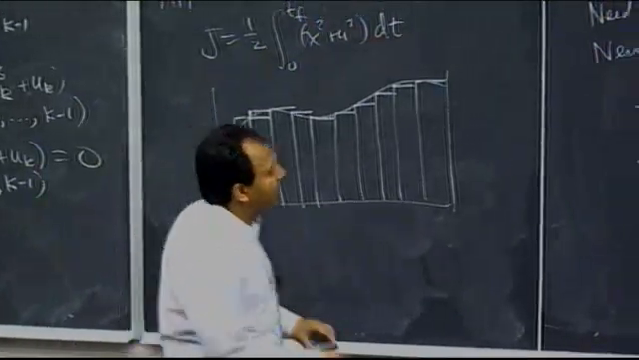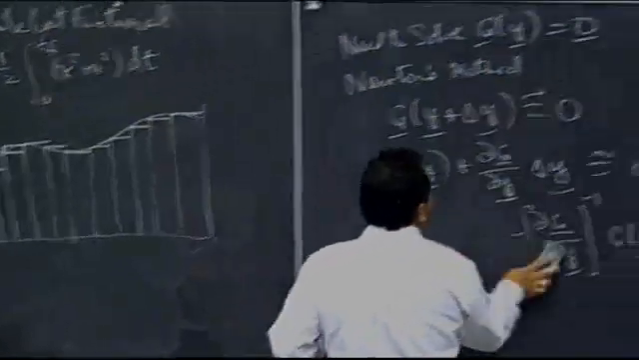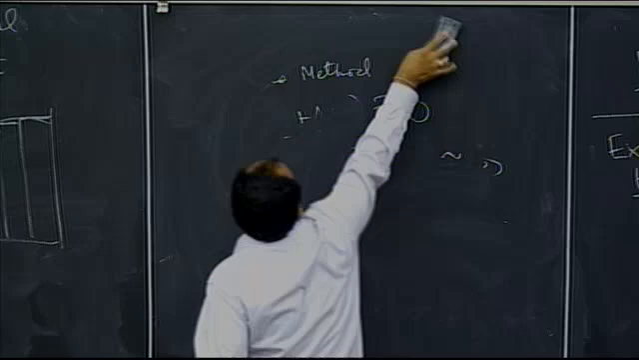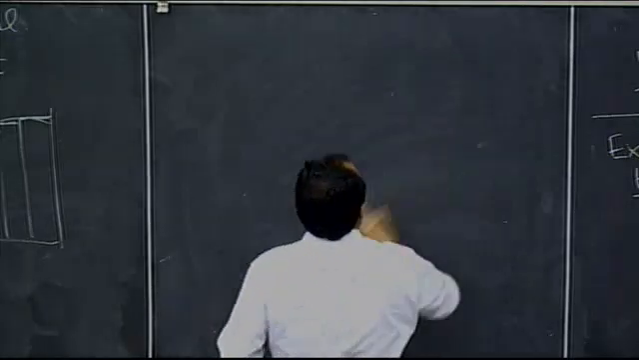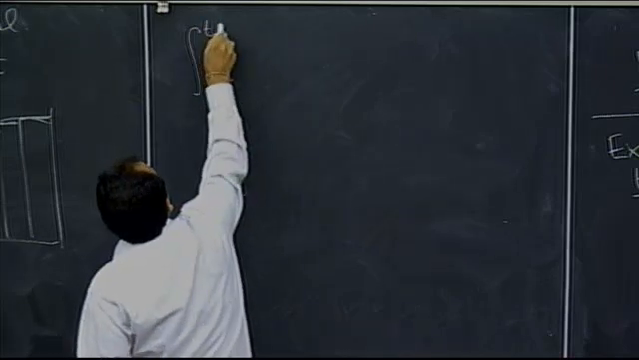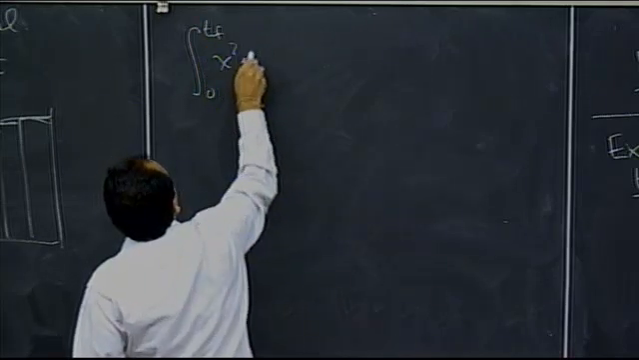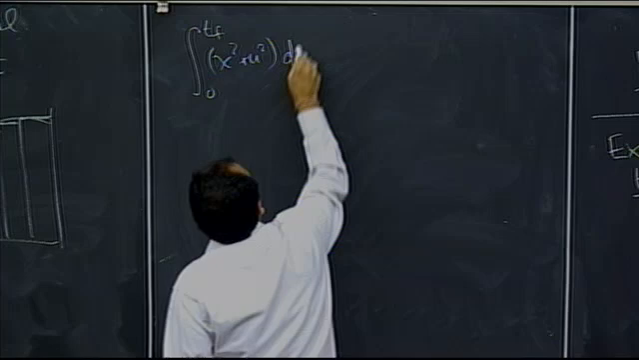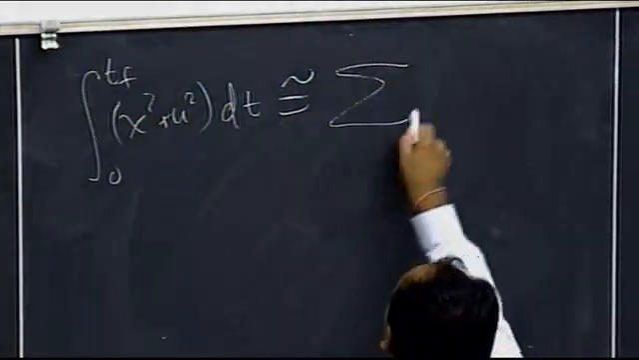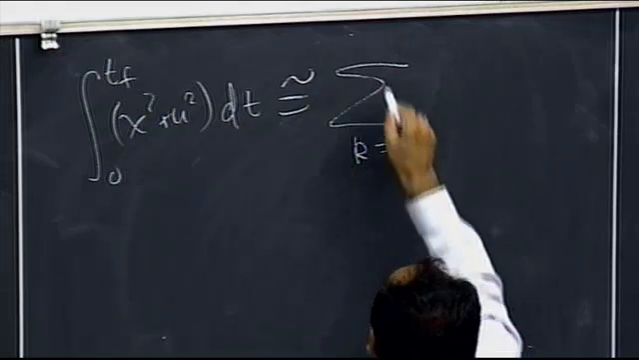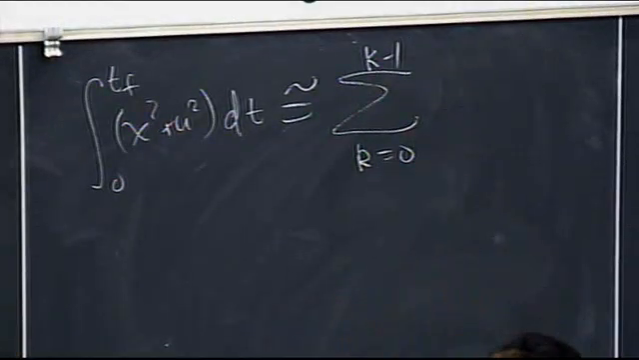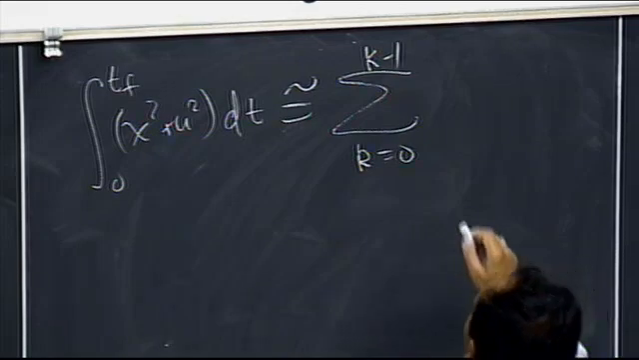So we have to do a rectangular rule approximation. But when I say rectangular, I actually mean Euler forward. So we're going to approximate this with Euler forward. What we're going to do is say the integral from 0 to TF of x squared plus u squared dt is going to be approximated by the following summation. It's going to be the sum from k equals 0 up to K minus 1. Let me make sure that's right. K minus 1. Yep.